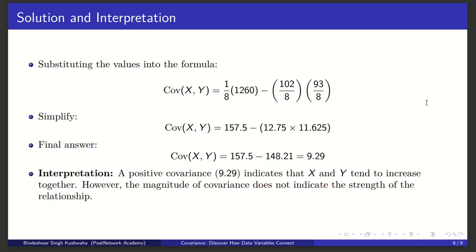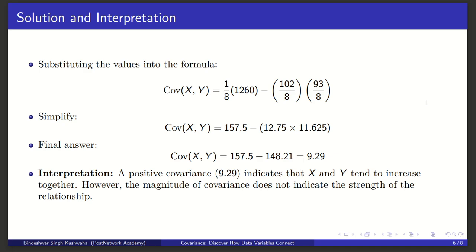And see what the interpretation of this result is. A positive covariance indicates that x and y tend to increase together. However, the magnitude of covariance does not indicate the strength of the relationship. That means whether it is 9.29 or 15.29, you can understand the direction, but you cannot understand the magnitude, the strength of the relationship.